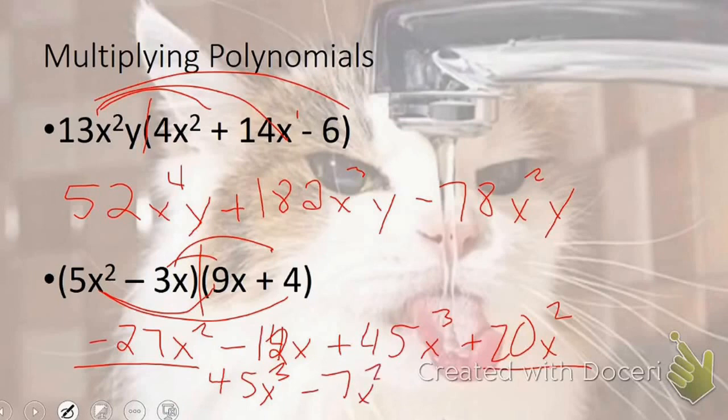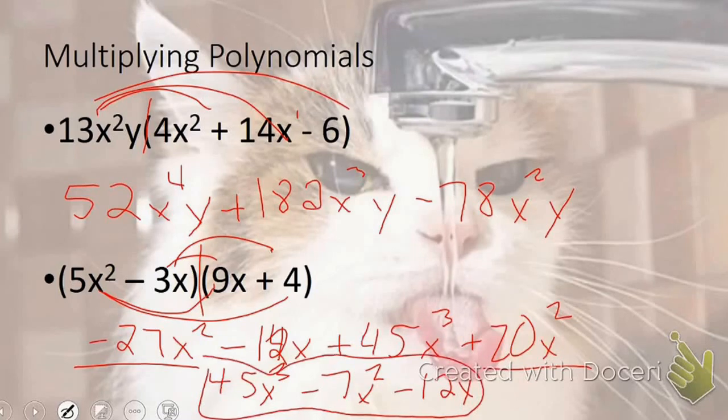Remember, when combining like terms, exponents don't change. They only change when you multiply. It's the only time they change. Keep that in mind. And then the last thing we have is a minus 12x. And yay, we are done. No more like terms.